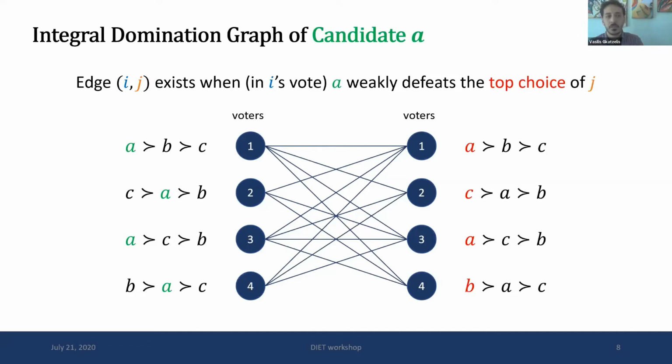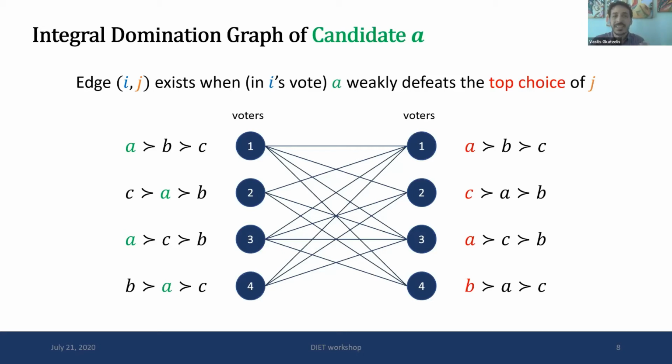Clearly, if I try to get the integral domination graph of candidate B, we have the same vertices, but totally different edges, right? Because on the left, we'd be emphasizing B and therefore deciding what edges to include. So now, if you look at this graph, you can get the intuition that the more edges there are in this graph, the better the candidate looks. Right now we see there's a lot of edges here.